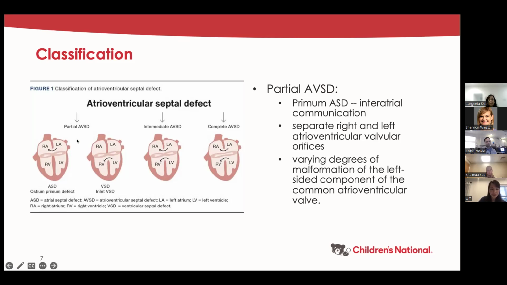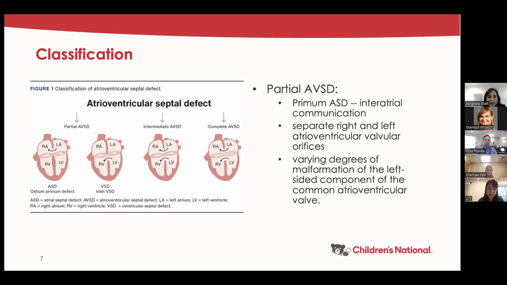So when you talk about the partial AV septal defect, in this case, we're talking about the atrial level communication. You usually have a large primum ASD. You usually have two fully separated AV valves, and you have some sort of dysplasia or maldevelopment of the left AV valve.